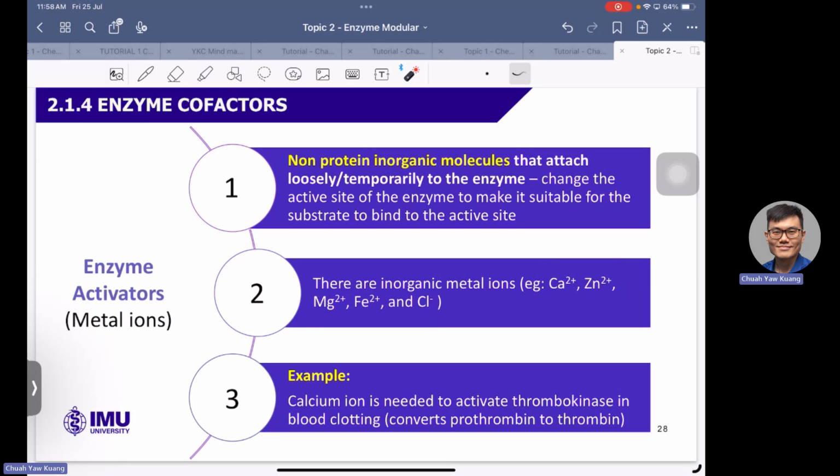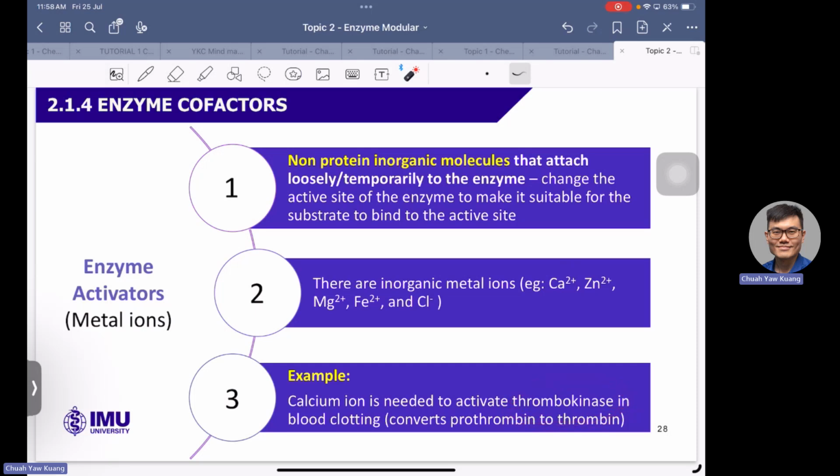So that's why in our diet we will need mineral ions. You see the mineral ions, like calcium, zinc, magnesium, iron, chloride ions. All of these are basically the mineral ions that are needed in the diet. So what are the examples? Those examples given in the notes, maybe you will need to know that.